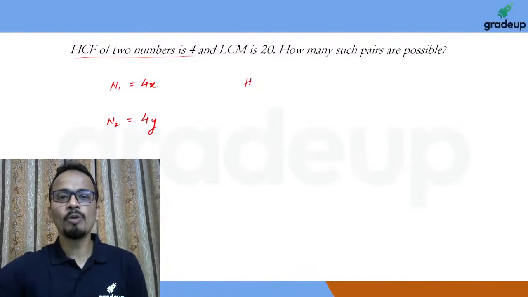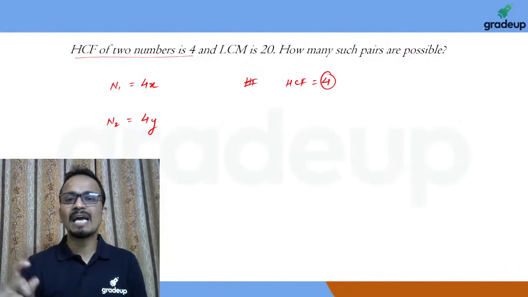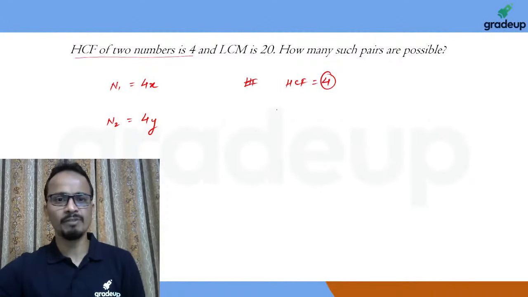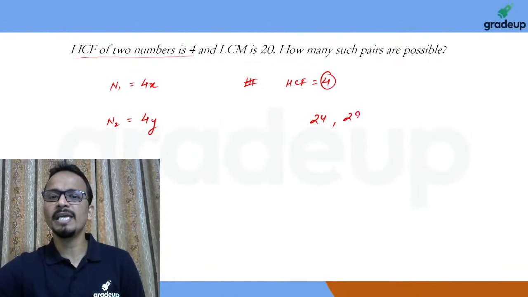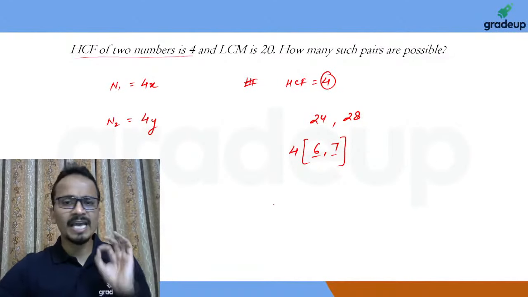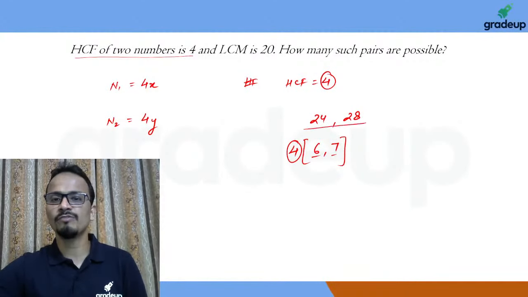Now 4 being the highest common factor of these two numbers, I can say that 4 is the largest possible number that can be taken common from these two numbers. I'll take an example for that. Let's say I have two numbers 24 and 28. So I can take 4 common from these two numbers. If I take 4 common, the first number will become 6 and the second number will become 7. Now from 6 and 7, I cannot take anything else common. So I can say that 4 is the highest common factor of these two numbers.